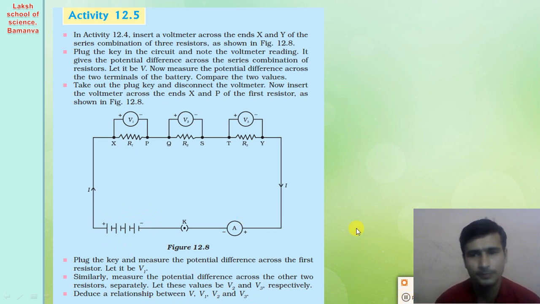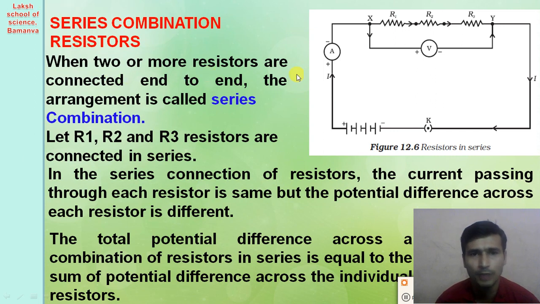So dear students, from these two activities, activity number 12.4 and activity number 12.5, we can conclude that when two or more resistors are connected in a series combination, the electric current passing through each resistor is the same, but the potential difference across each resistor is different. That is the property of the series connection of resistors. When two or more resistors are connected end to end, the arrangement is called the series combination of resistors.